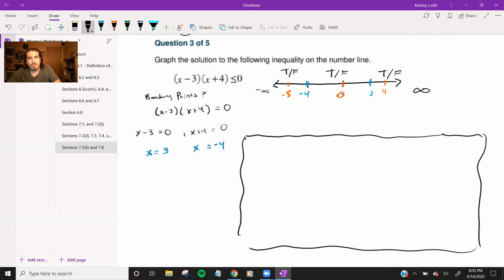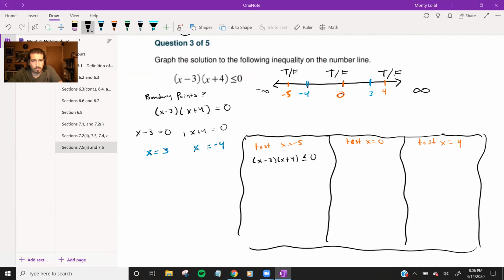All right, so we've got this section, this one right here. This one we're going to test -5 in. Again, remember that it's x equals, right? We're testing x is equal to -5, just so we know. Test x is equal to 0, test x is equal to 4. Now what we're doing is we're plugging in this value here, right? We're testing the main inequality. So you're plugging your value into this.